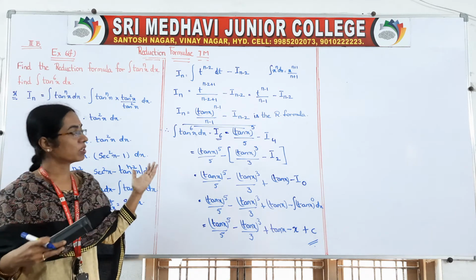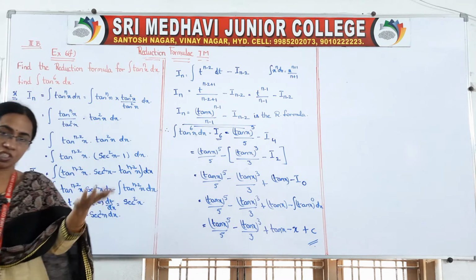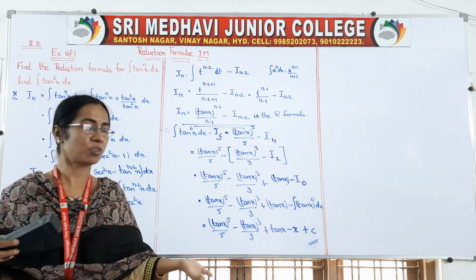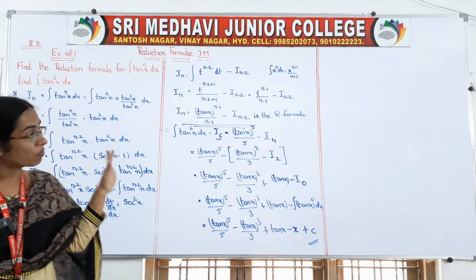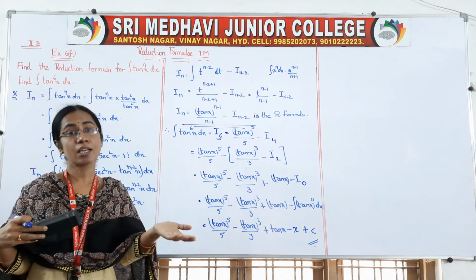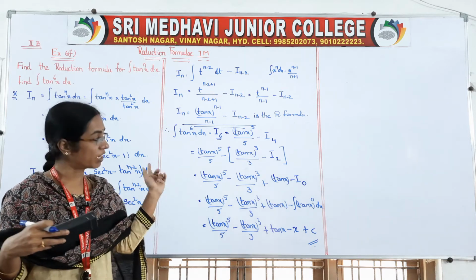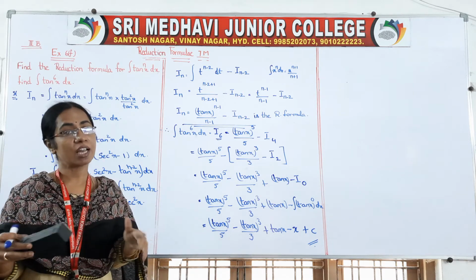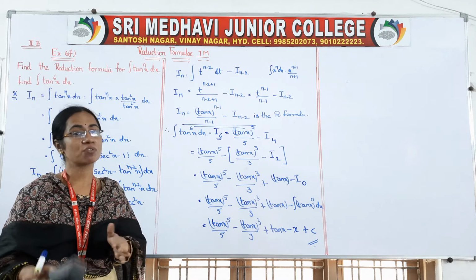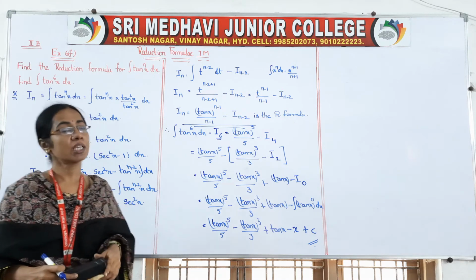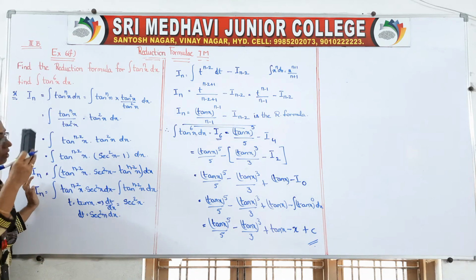Okay, so not only tan to the power of 6x; suppose tan to the power of 8x, tan to the power of 4x, anything we can find once we derive the reduction formula. So reduction formulas are useful in finding other values which are of the same type, of similar type. Okay, so that's why you have to find it out.